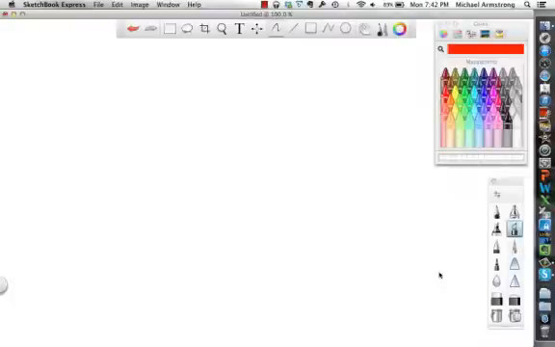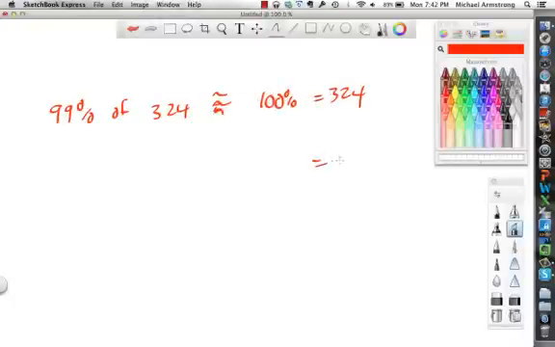That's what's happening. Okay, we're going to round. We might say 99% of 324. Well, we might just go, oh, well, let's just call that approximately 100% of 324, which is 324, and we're done. Okay, we're going to estimate here. We're going to round things up.